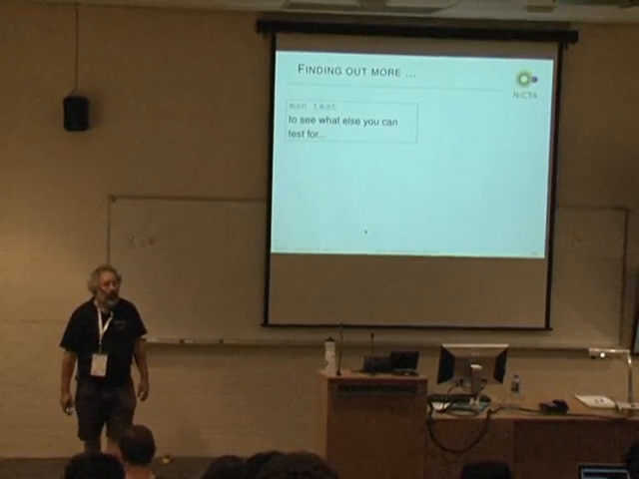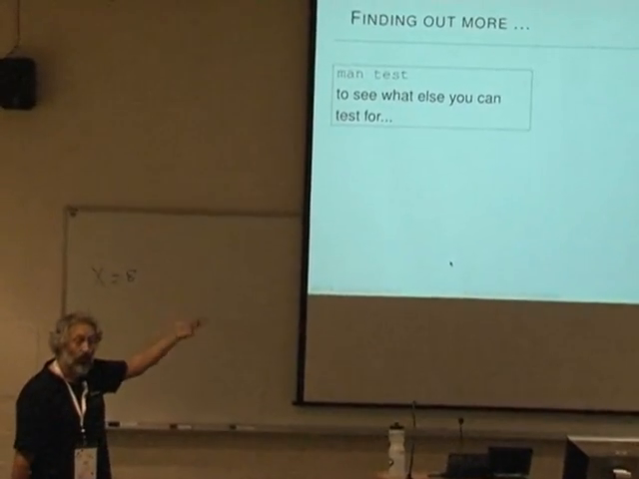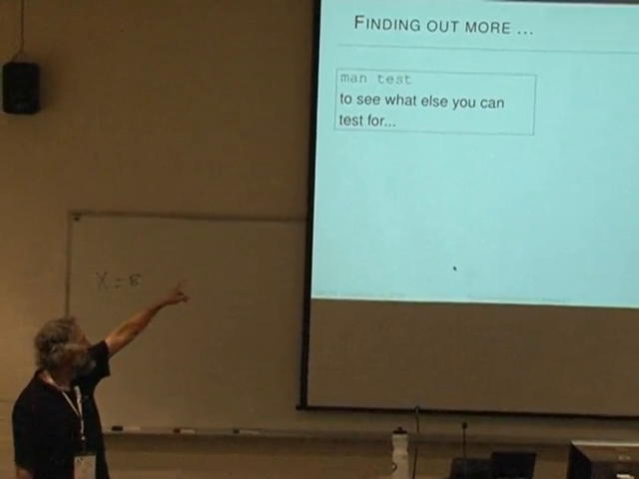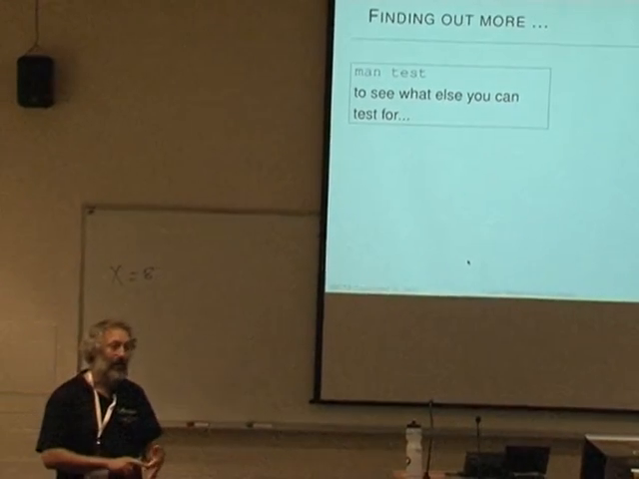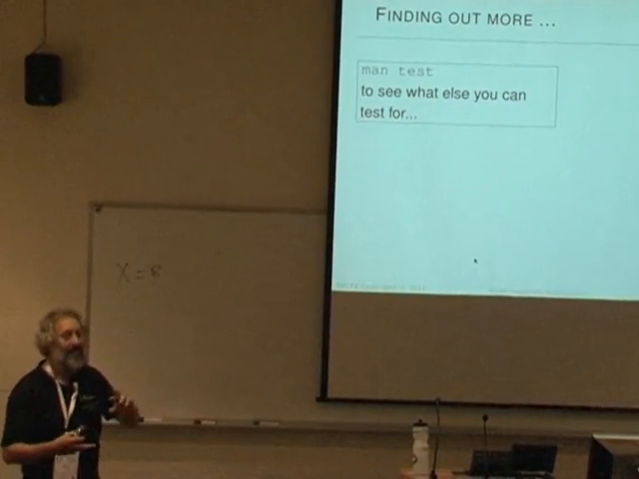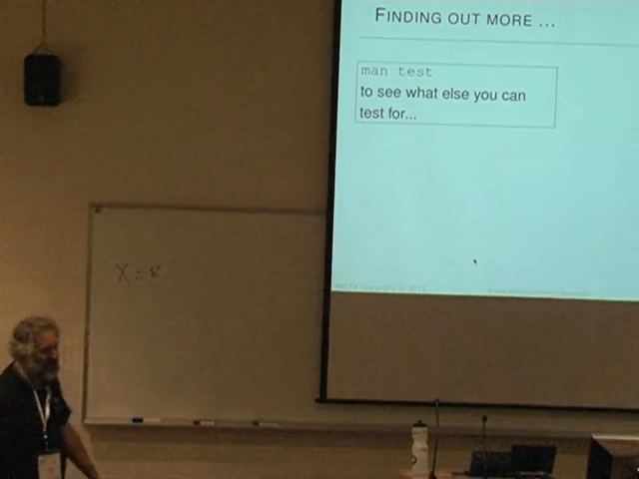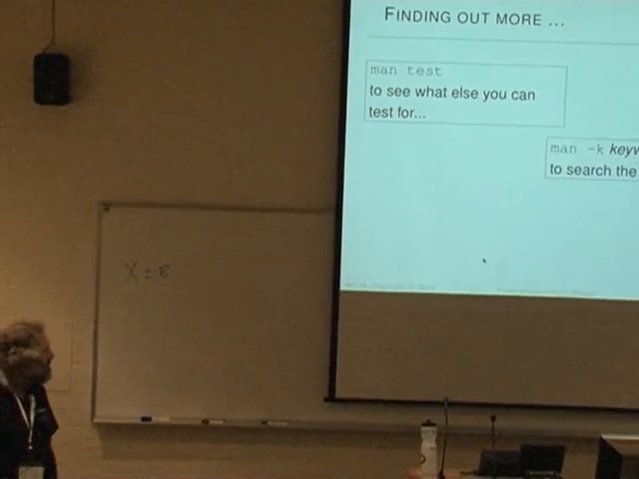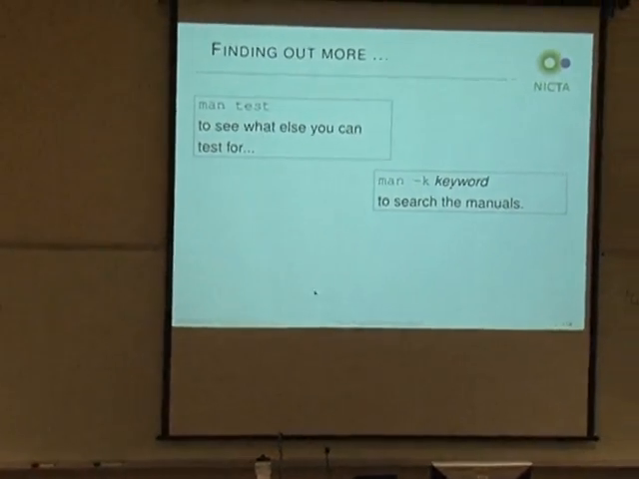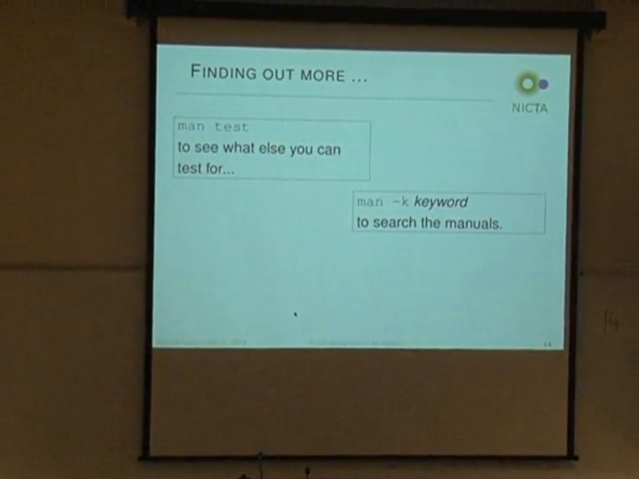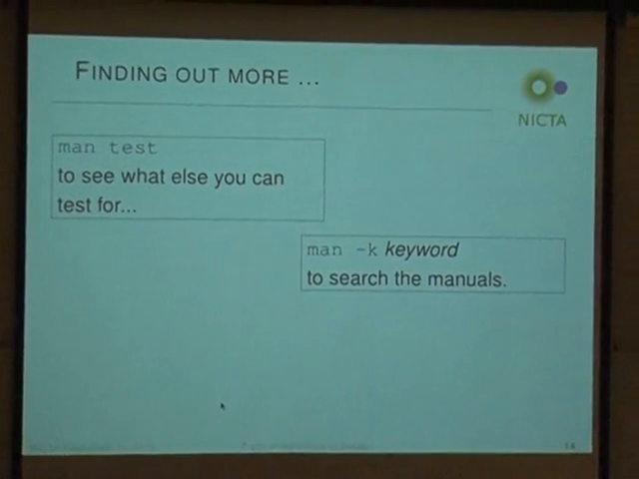You often want to find out more than I can tell you. The manual pages are your friend. Man test will show you all the other things you can test for, so just type that in now, man space test. And you can see you can test for greater than, less than, equal, string equality, string inequality, string greater than, string less than, whether two files are the same, whether they're different, whether one's newer than the other, and so on and so on. Lots and lots of things you can test for. If you can't remember the name of a command, then man -k some keyword will search the database for you and will give you a list of all of the manual pages that have got that keyword in their name.